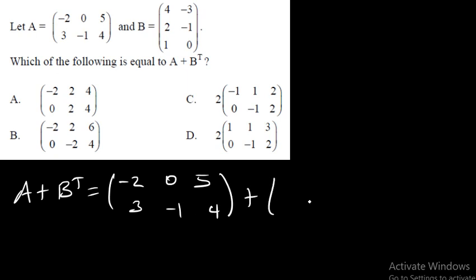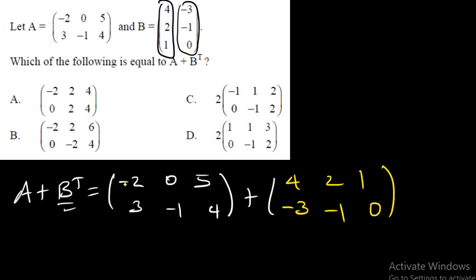Plus, it has to be in the same order. B transpose means I will invert it. The first column here is going to be the first row, that means 4, 2, 1. Again, the second column here will be the second row, that means -3, -1, 0. Then I will add. When I add, I add each corresponding entry, first entry with first entry, second with second.